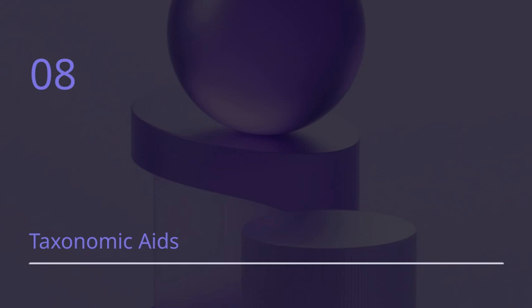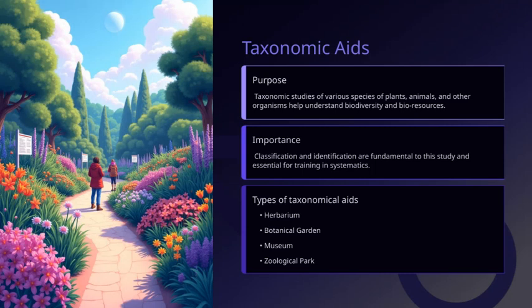By using these aids effectively, we can ensure more precise identification, which is essential for research, conservation, and education. Ultimately, taxonomic aids are essential tools that connect us directly to the natural world, making complex classification systems more accessible and manageable. Now, let's look at some common types of taxonomical aids that are used in the study of classification and identification.